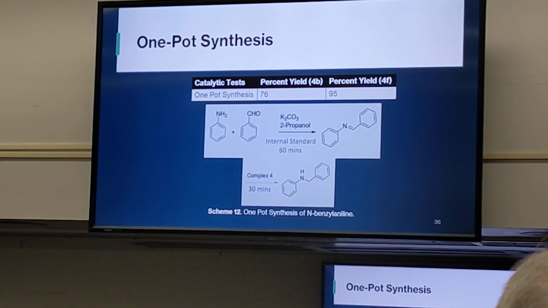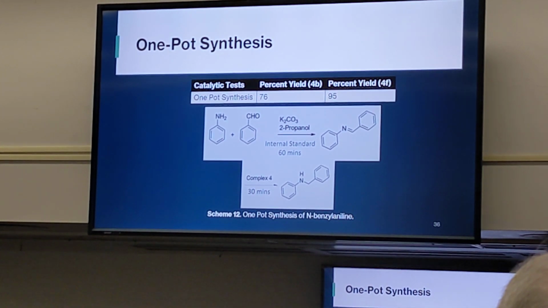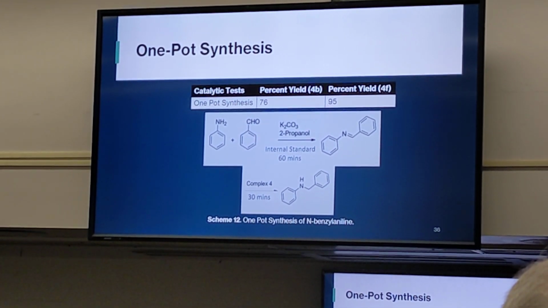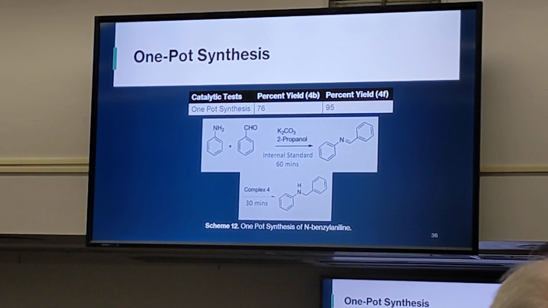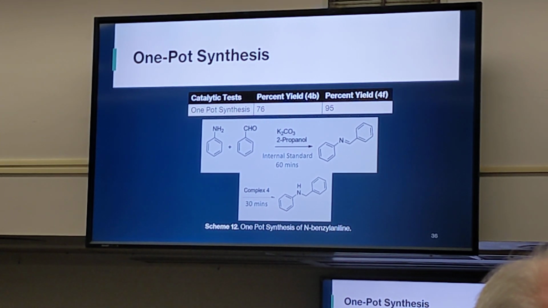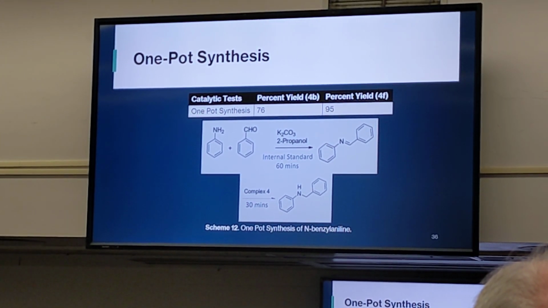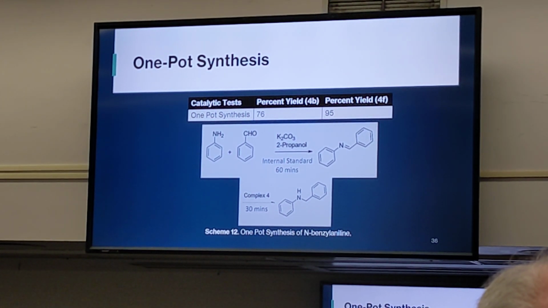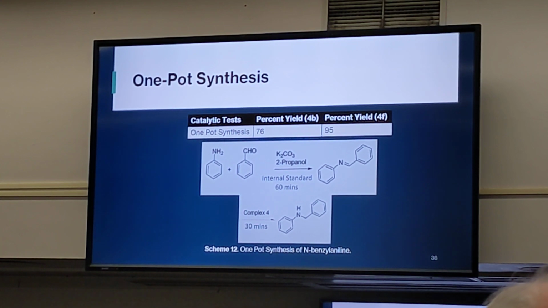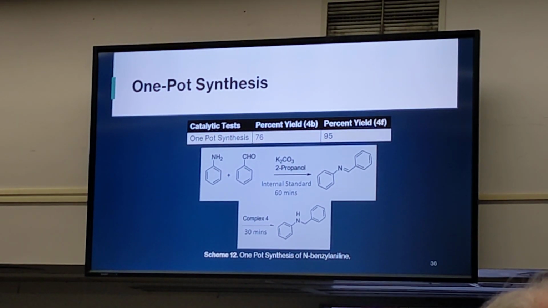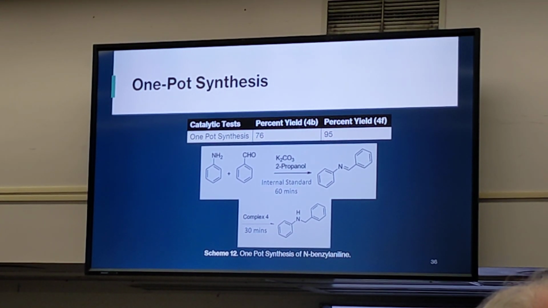Next is one-pot synthesis. This is very similar to the carbon-nitrogen reduction that we tested earlier on all of our catalysts. However, we took it a step further and started with our basic reactants, and then we made our carbon-nitrogen double bond, and then added our catalyst to test. This muddied the waters, so to say, and even with that, we still had a very high percent yield for 4F and a very high percent yield for 4B as well.